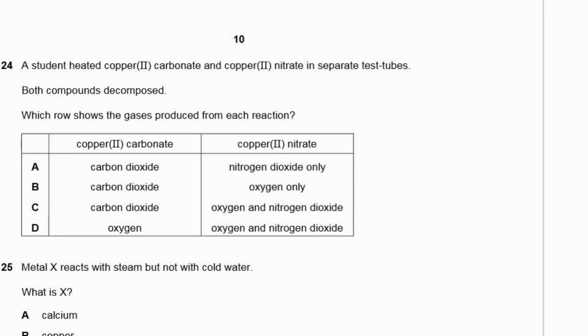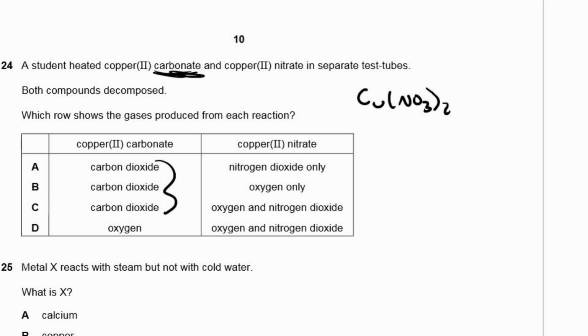Question 24. A student heated copper 2 carbonate and copper 2 nitrate in separate test tubes. Both compounds decomposed. Which row shows the gases produced from each reaction? If carbonates decompose, they produce carbon dioxide. That's why 3 out of the 4 answers are carbon dioxide. It probably is the right one, and it is. Now copper 2 nitrate, Cu(NO3)2. If you look at that, there's quite a lot of oxygen. Is it nitrogen dioxide only? No. Nitrogen and oxygen only? No. Oxygen only? No. Oxygen and nitrogen dioxide, yes.